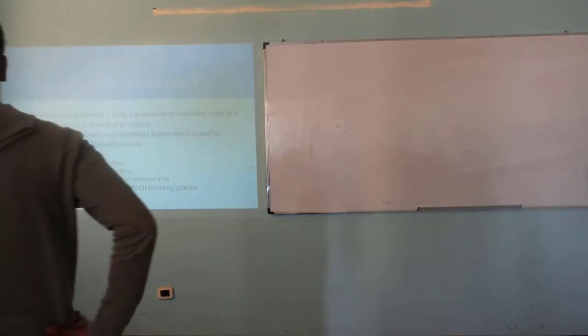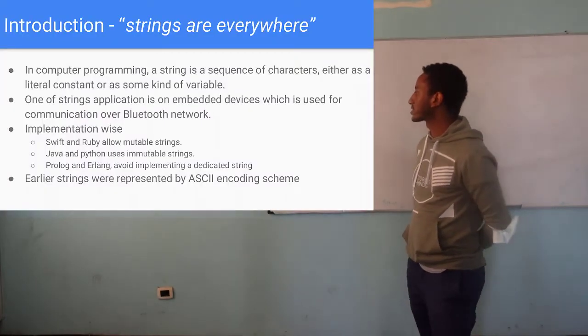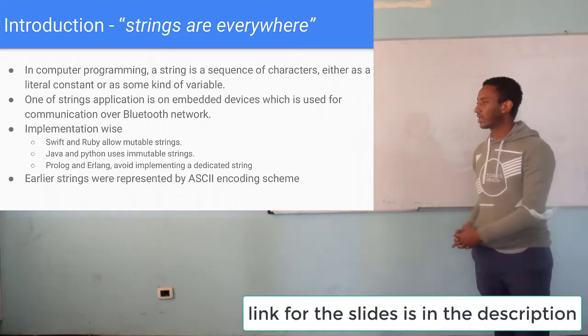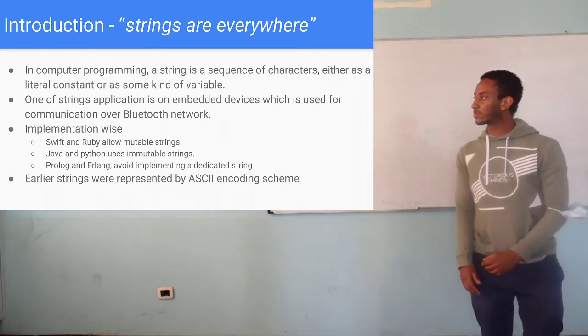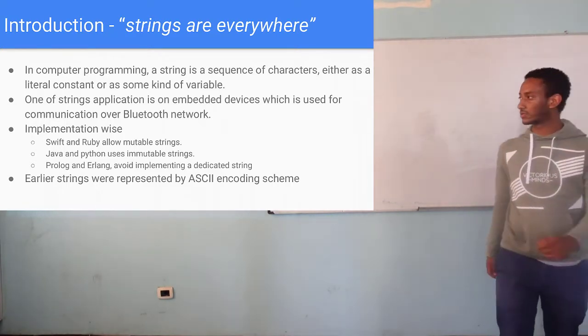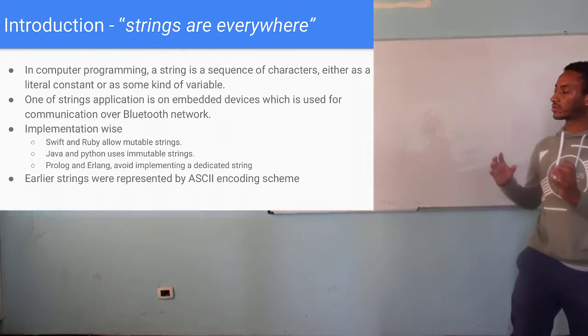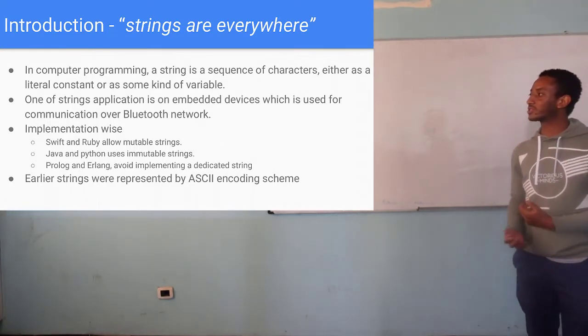So in computer science we say a string is a sequence of characters. We define it as that, and it could be a literal constant or a variable. Some languages implement strings as mutable, and we'll come to that. And it could also be a constant, which we pretty much get used to.